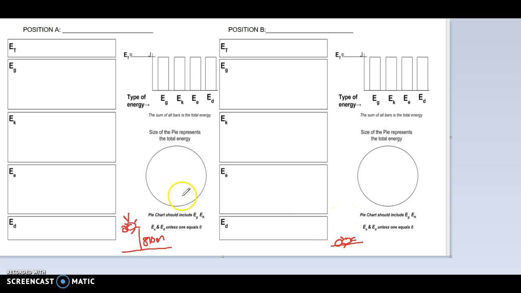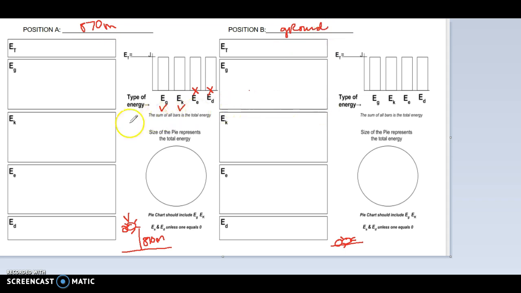Okay, all right, so at position A, when he's in the air, we're going to ask ourselves the question. So EG, is he above the ground? Yes. Okay, EK, is he moving? Yes. Are there any springs stretched or compressed for EE? No. Okay, and is there any energy dissipated by friction? No, never in position A because nothing's happened yet. It can't have had a chance to heat up anything because nothing's happened yet. Okay, so position A is at 870 meters and then position B is at the ground.